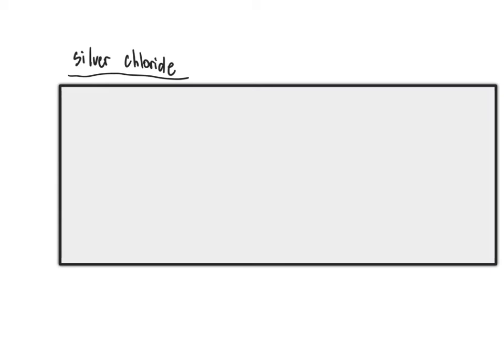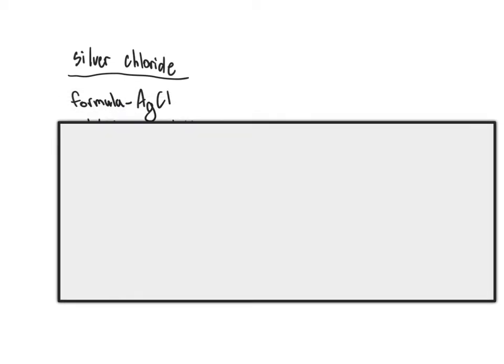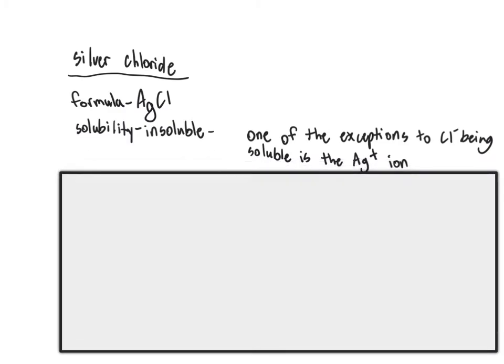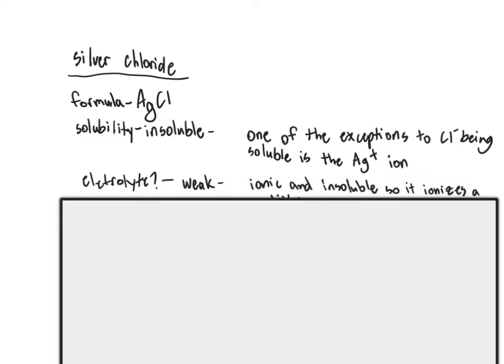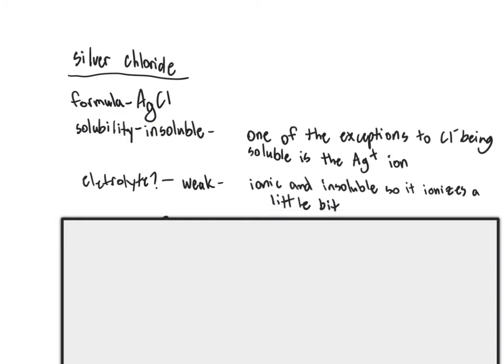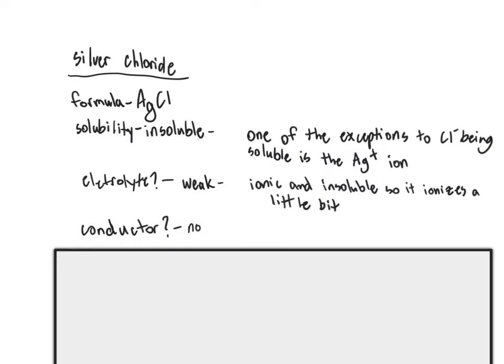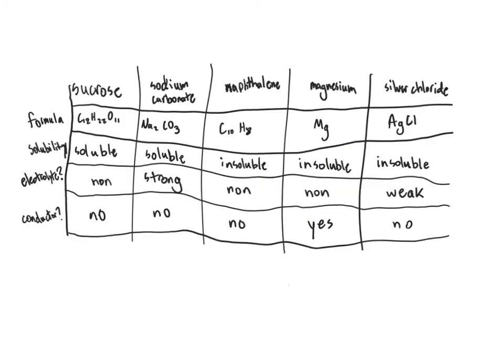And silver chloride. The formula is AgCl. For solubility, it is insoluble because even though Cl- is often soluble, one of the exceptions is the Ag+ ion. Is it an electrolyte? It is a weak electrolyte because even though it's insoluble, it is ionic, so it ionizes a little bit, but not enough to be considered a strong electrolyte. And it is not a conductor. So that's how I got the information for this chart.